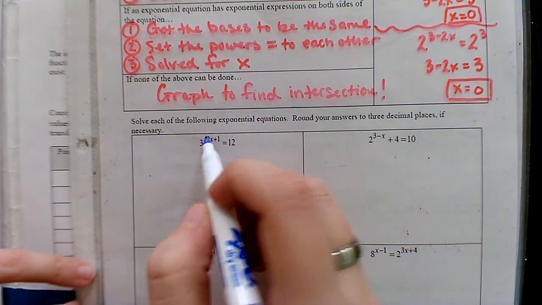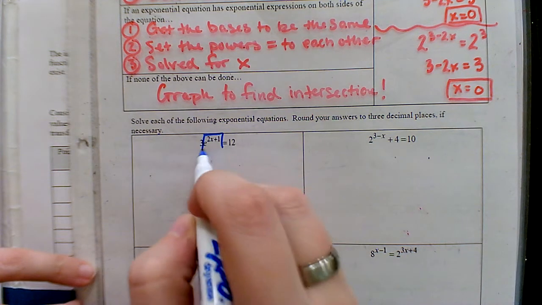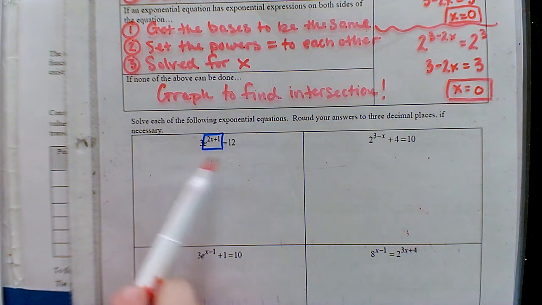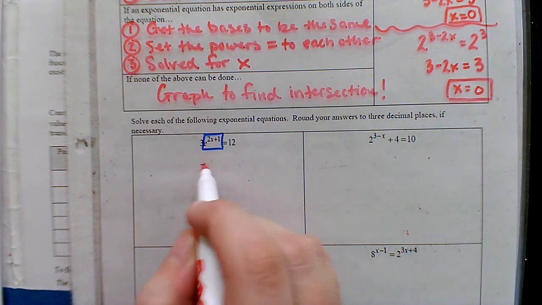What do you think, Kyle? E to the power of 2x plus 1. All right, that is your exponential piece, just a base to a power. Anything else on that side of the equation needs to be moved to the other side. So that 3 out front, let's go ahead and divide it over.